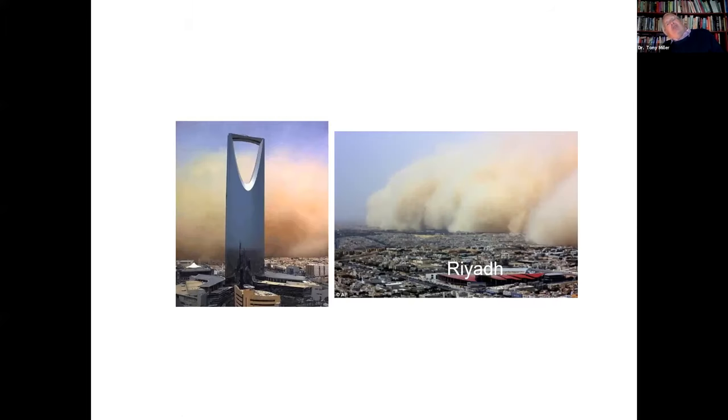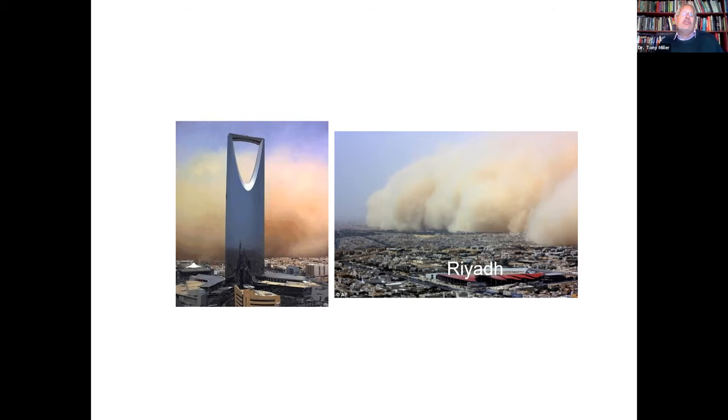And what's the impact of this? The impact is felt across the entire region. These are dust storms experienced in Riyadh. They're experienced all over the Gulf region, in fact all over the Arabian Peninsula. The dust can rise maybe three kilometers high. These sorts of dust storms used to occur maybe once every 3 or 4 years. Now they're occurring several times a year. So it's a major problem.